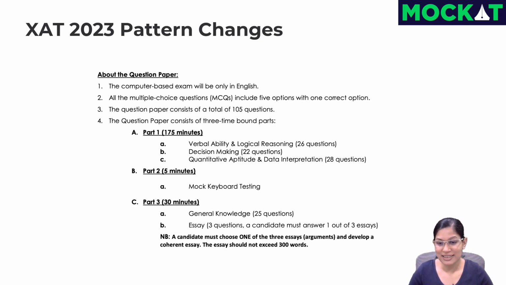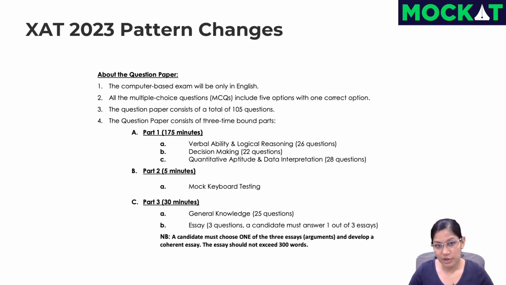As you can see in part 3, there are 30 minutes in which we have to solve the GK questions, and then we're going to have to write an essay of up to 300 words. And the good thing is we're going to get 3 topics. So even if there's a particular topic which you don't understand or you don't know much about it, you can still go for it. I'm not going into the part 1 and part 2 because again that's something which we've covered in the overall test, but there's not that many changes out there, just 10 minutes extra.